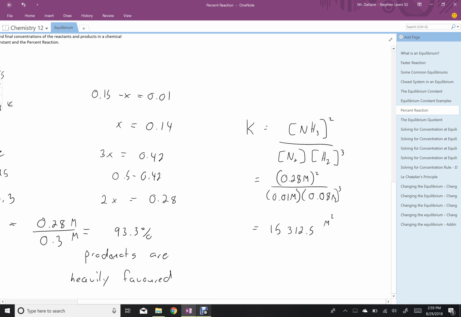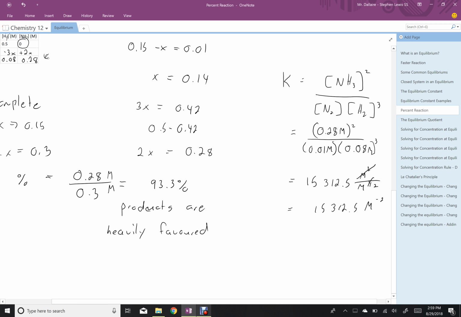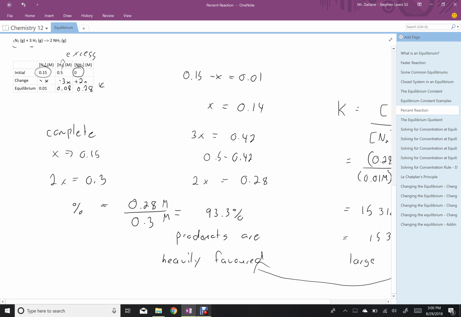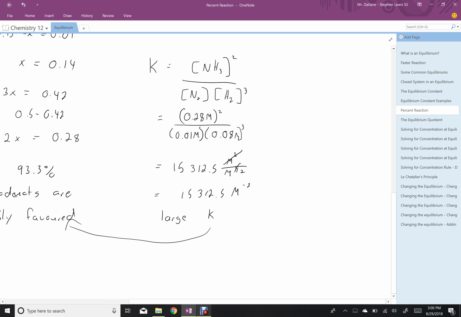Notice I had molarity squared on top, molarity to the fourth on the bottom. So this is 15,312.5, molarity to the -2. So that's our units here. And here, a large K is also indicative of the fact that the products are heavily favored. So with percent reaction, the closer it is to 100, the more products you're getting, or the closer it is to a complete reaction. With a K expression, the larger the K, the more the products are favored and the closer it is to a complete reaction. Either way, those are two ways to quantify how much of a reaction happened.